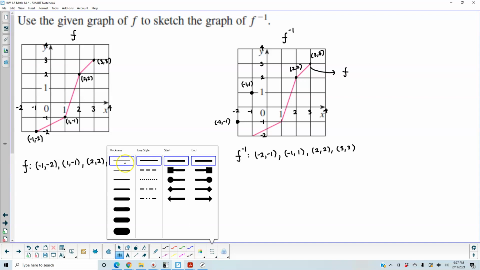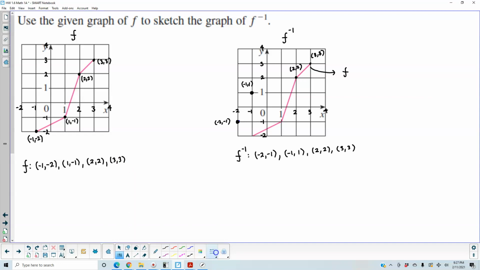So now let's connect those points. So here we have that connection, and then from here and then there. So that represents our f inverse function.